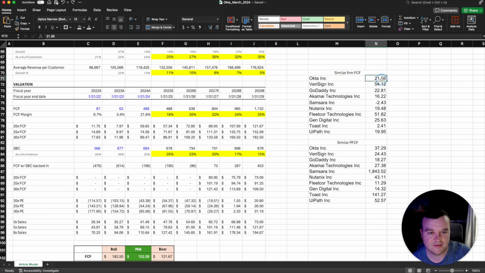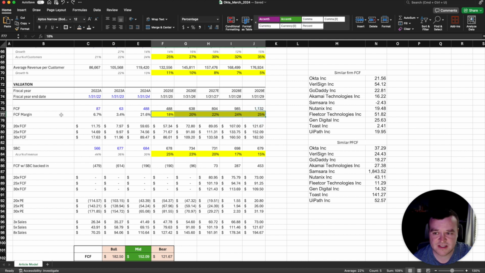Now, over here, these are just valuation metrics to guide where similar firms are. So this is free cash flow as a percentage. This is free cash flow margin at Okta, VeriSign, GoDaddy. These are very similar companies in very similar stages and size and stuff like that. This guides this. So this is Okta's free cash flow margin.